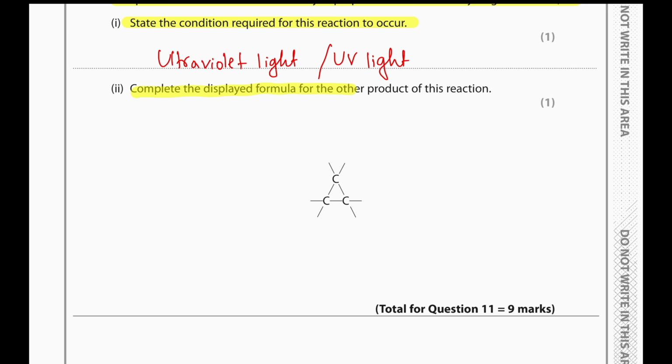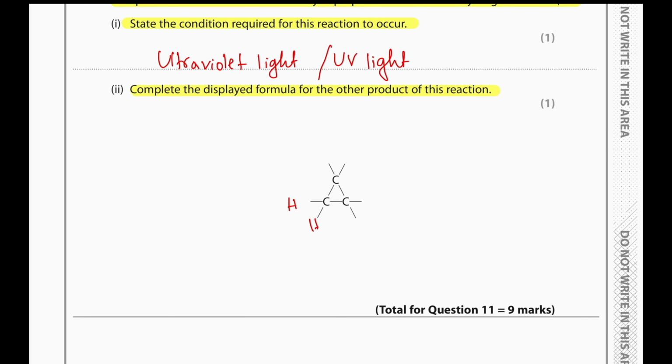Complete the displayed formula for the other product of this reaction. So we will draw all of them as hydrogen except one of them will be replaced by bromine.